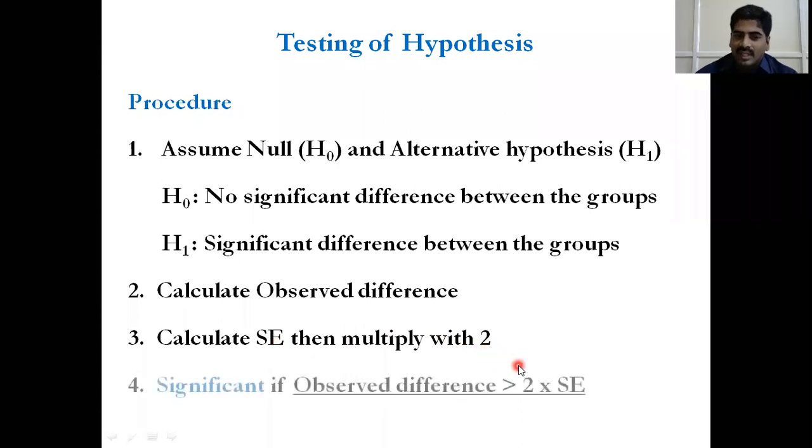You can say the result is significant only if this observed difference is greater than 2 times the standard error. If the observed difference is greater than 2 times the standard error, then you can say that the difference is statistically significant. Okay. I will explain with an example.